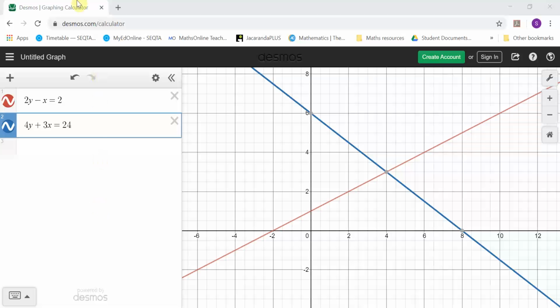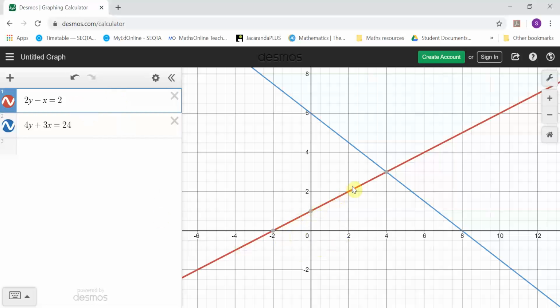You can see here that I've used Desmos, an online graphing calculator, to draw two lines for me. The equation of the first line is 2y minus x equals 2, that's the red line. And the equation of the second line is 4y plus 3x equals 24. Now, if we start by looking at this red line, it has a lot of solutions.